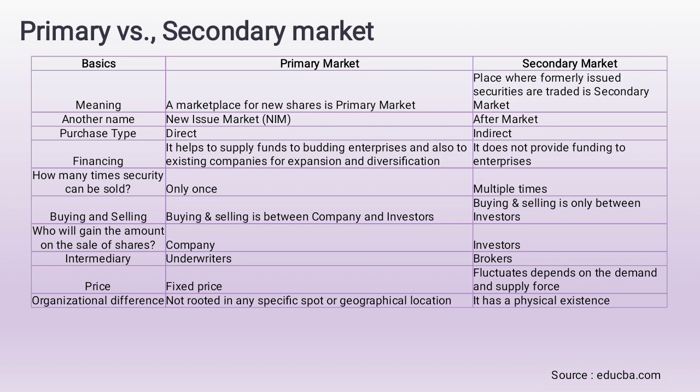So in case you ask what type of purchases are done in the primary market: primary means it's the first time the stocks or shares are coming into the stock market, so it's a direct purchase. The secondary market is an indirect way of purchasing. You will not know from whom you are purchasing. And in case you want to sell, you will not know to whom you are going to sell any of these shares.